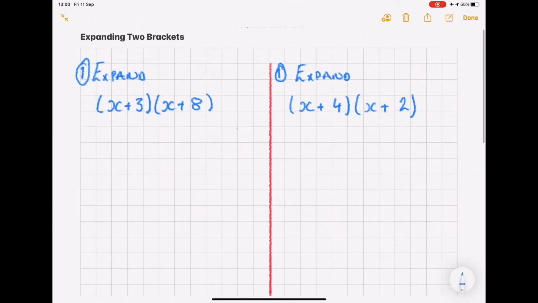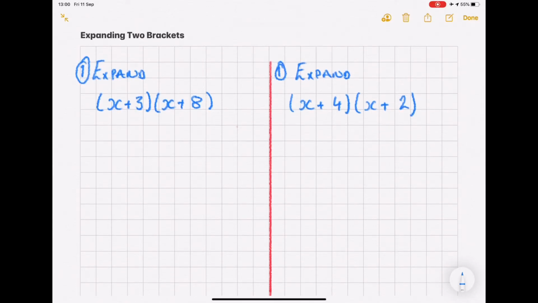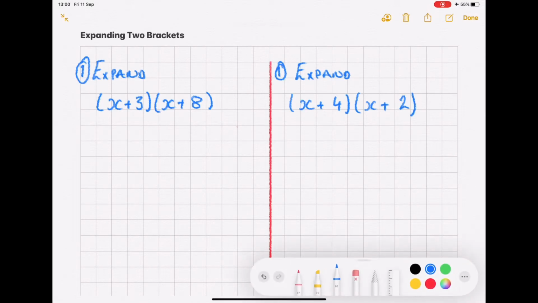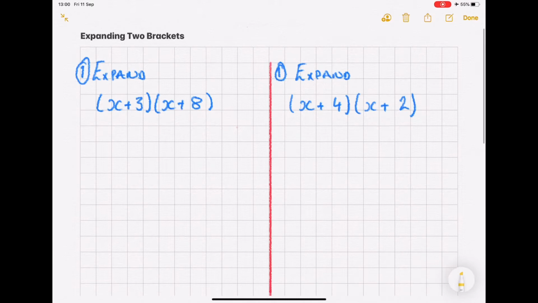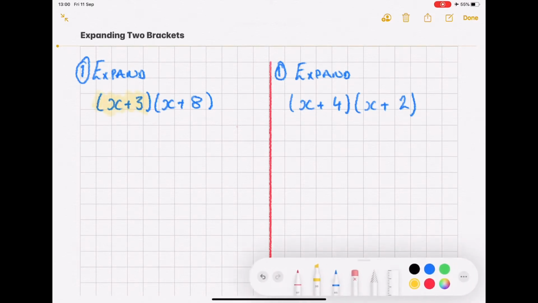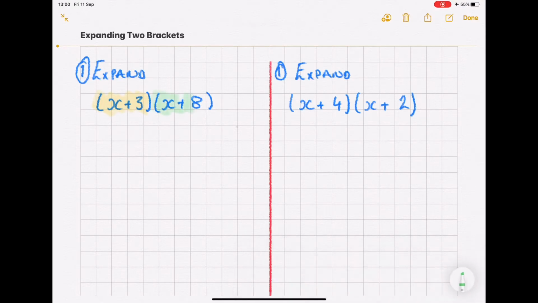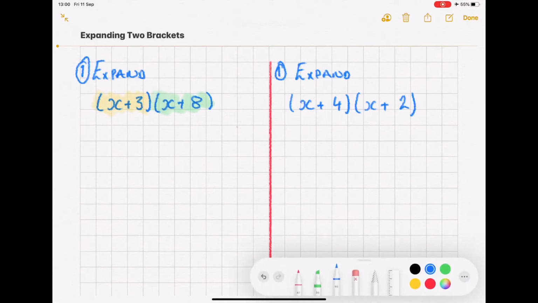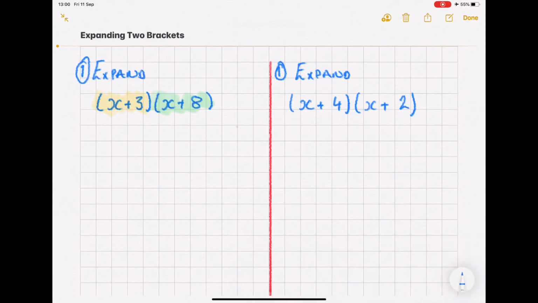Okay, so today we're gonna be looking at how to expand two brackets. When we're expanding two brackets, basically what we're doing is taking everything in this first bracket here and timesing it by both the parts in this second bracket here. So we're taking everything in the first bracket and timesing it by the stuff in the second bracket. Now your teachers might refer to this as FOIL, and that's the method we're going to use.